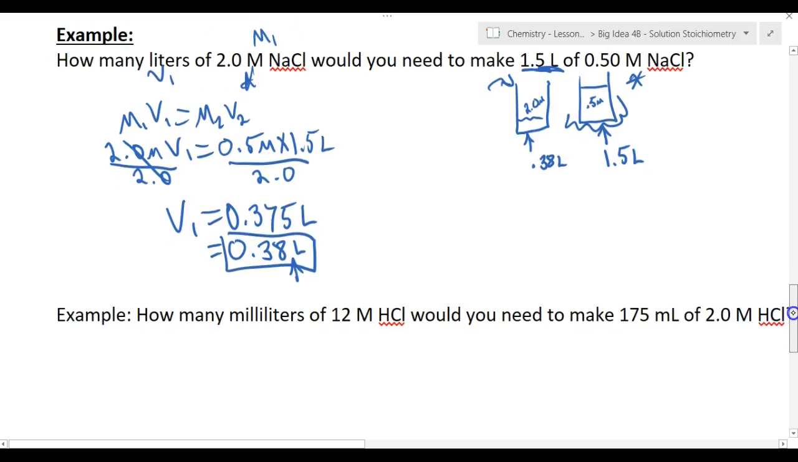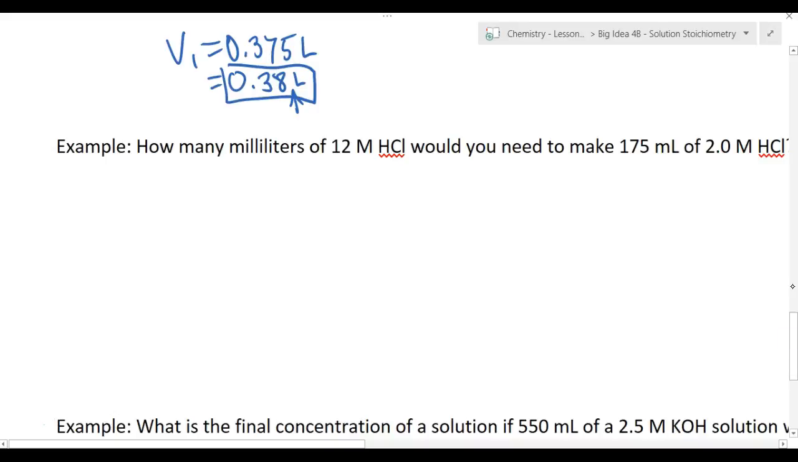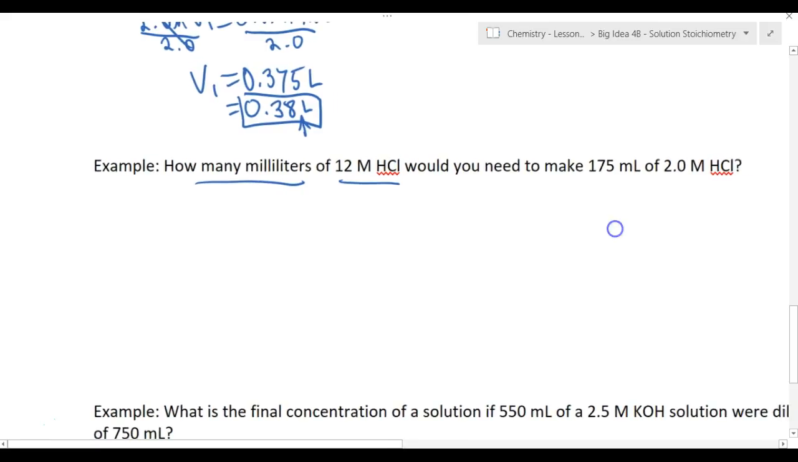Okay, so now in our second example, it says, how many milliliters of 12 molar HCl would you need to make 175 milliliters of 2 molar HCl? So the first thing we need to do is identify our different variables. Okay, so we're trying to make this. So this is going to be our V2 and M2. This is our second molarity, and this is going to be our V2.